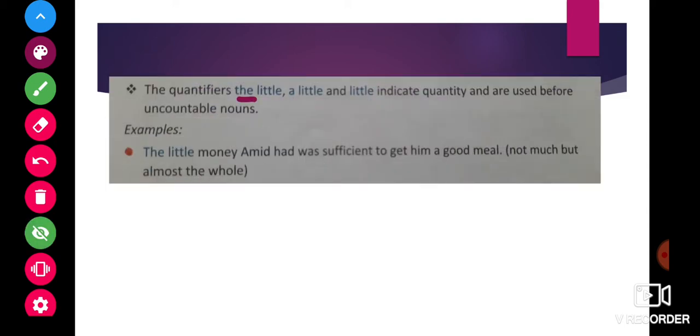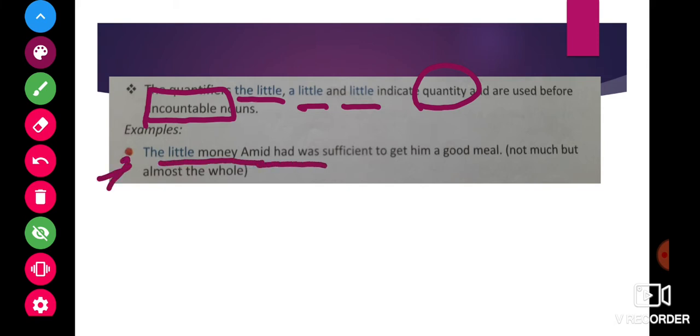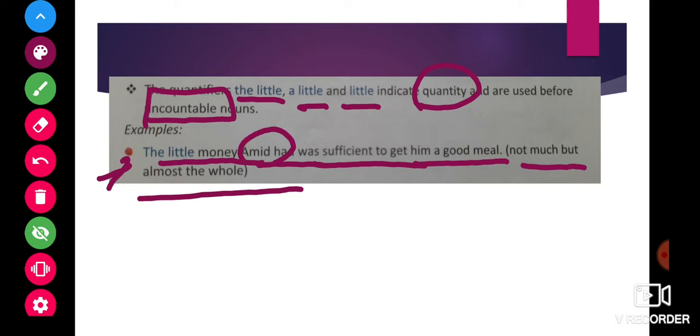The quantifiers the little, a little, little indicate quantity and they are used before uncountable nouns. Let us look at the example. The little money Amit had was sufficient to get him a good meal. Now the meaning of the little is written in the bracket: not much but almost the whole. That means Amit had some money. He did not have a lot of money, but he had little money.